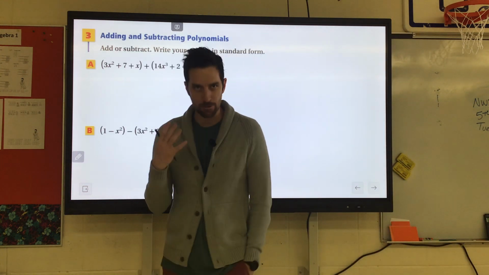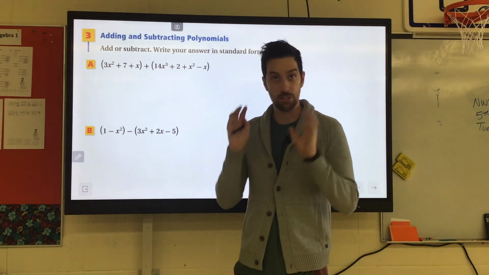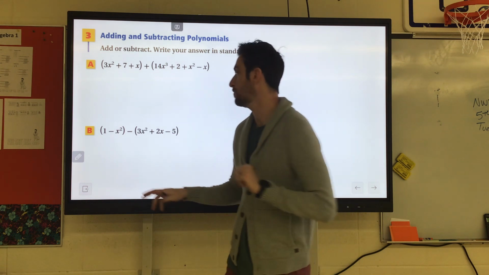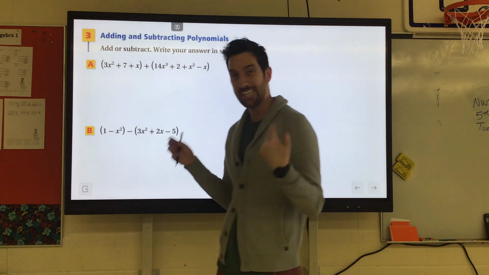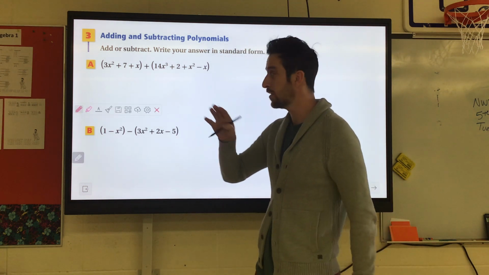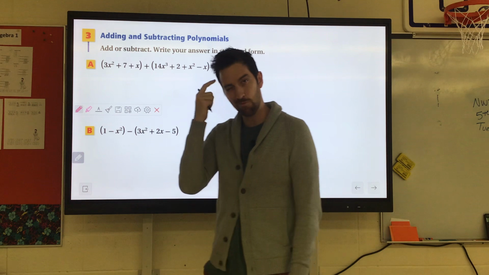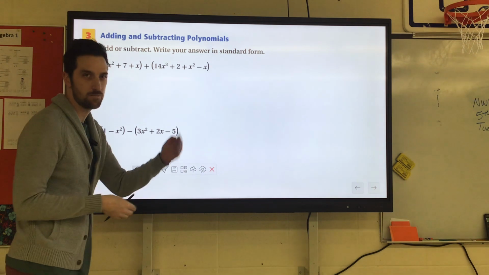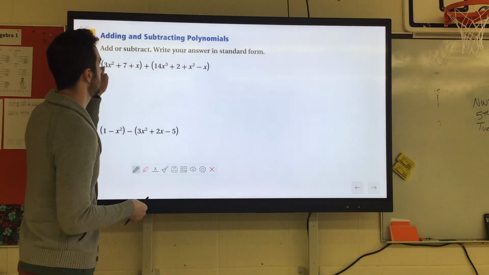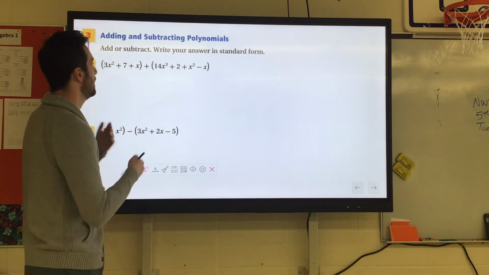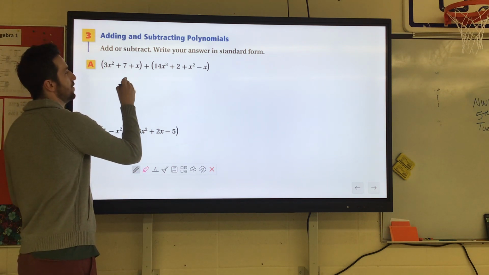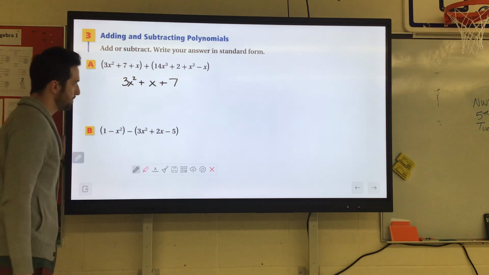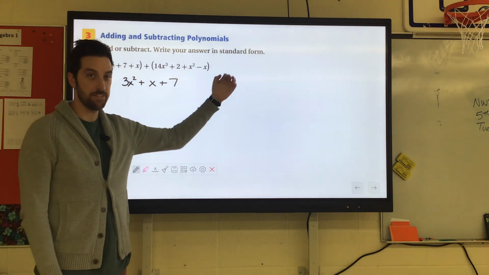So you can only add or subtract them if they have the exact same degree and combination of letters and exponents. The exponents have to be exactly the same. Now, I personally like to stack them vertically. This is not mandatory. You can leave it as is, but it makes more sense in my head and it helps me stay organized if I stack them in correct columns where the exponents are the same. So this first one is 3x to the second plus 7 plus x. If I was writing that in standard form, it would be 3x to the second, then plus x, and then plus the 7. So when I'm adding this other set of parentheses, I stack them.